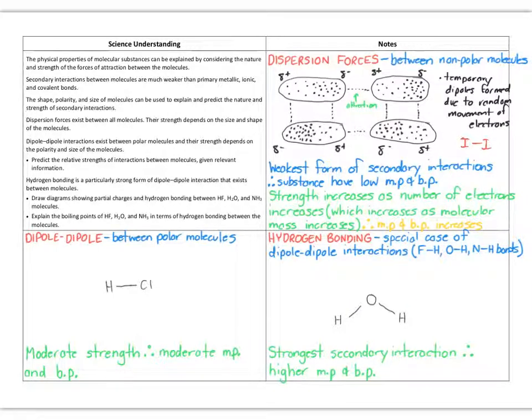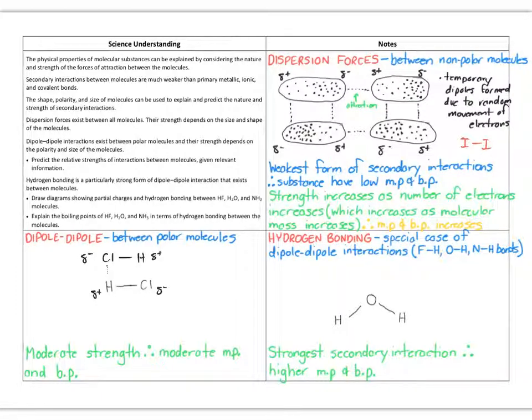The second form, which is hopefully going to get a little bit simpler, is dipole-dipole bonding. We've got hydrochloric acid here. The chlorine is more electronegative, so that has a slight negative charge. The hydrogen would have a slight positive charge. And then if we get another hydrochloric acid come along, this would be the opposite.